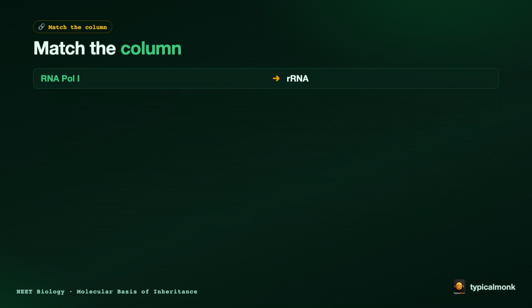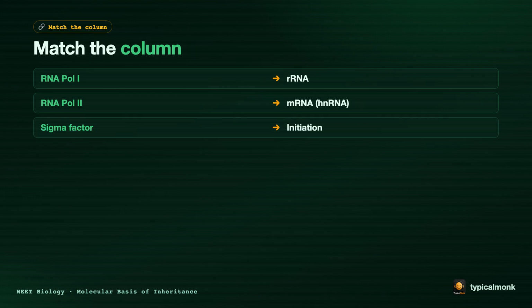Now, the second drill, match the column. Make the correct pairing. RNA polymerase 1, rRNA. RNA polymerase 2, mRNA, that is hnRNA. Sigma factor, initiation. And coding regions, exons.